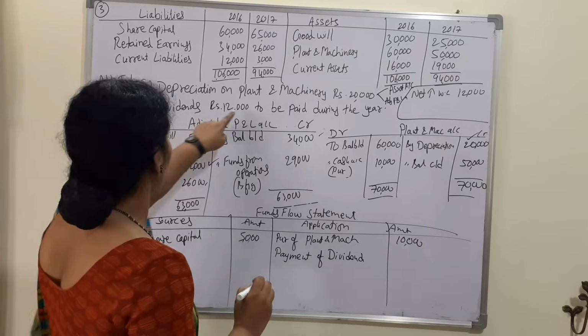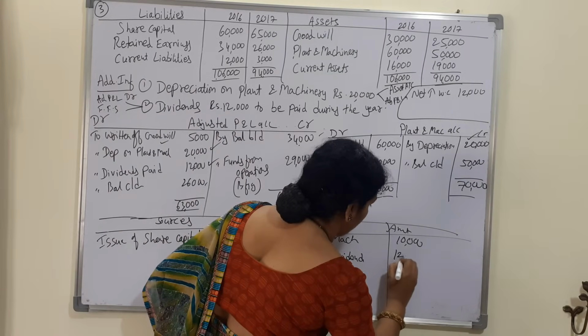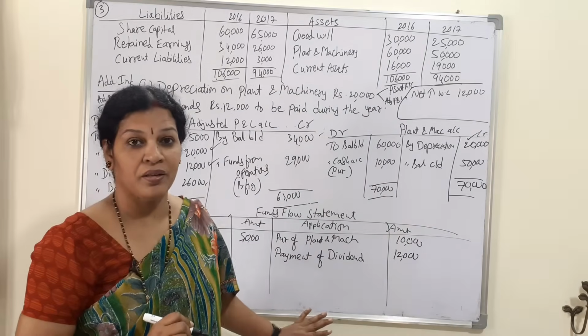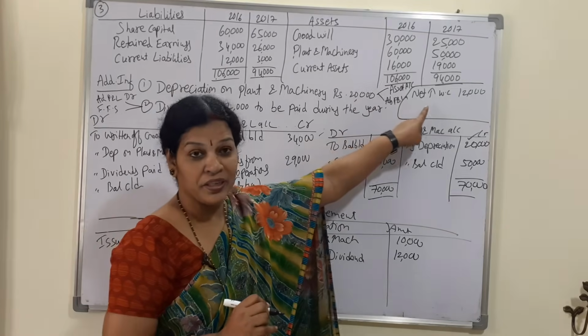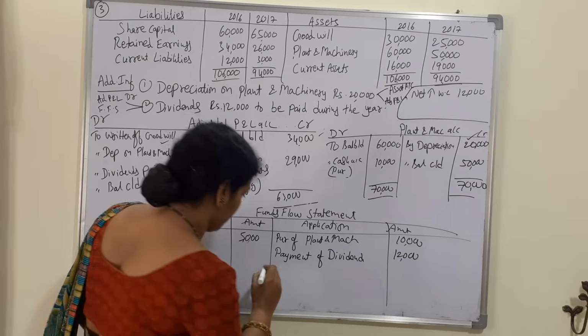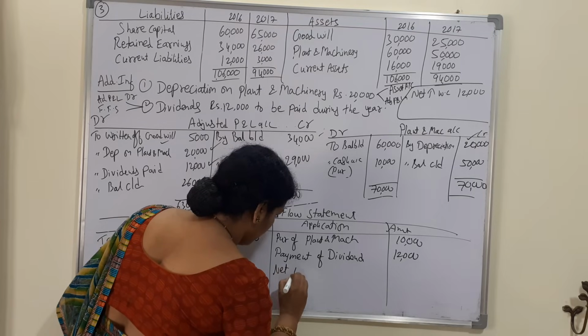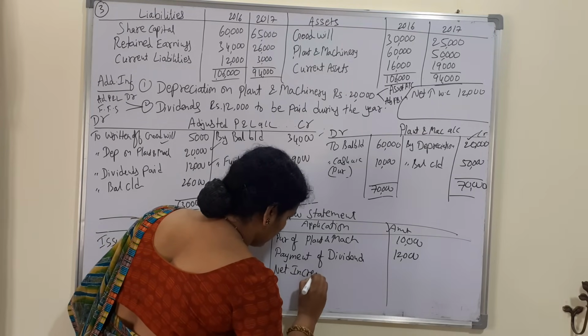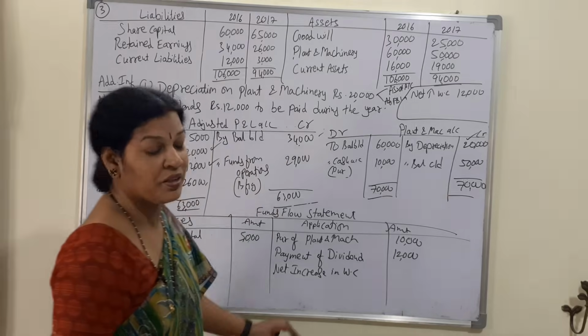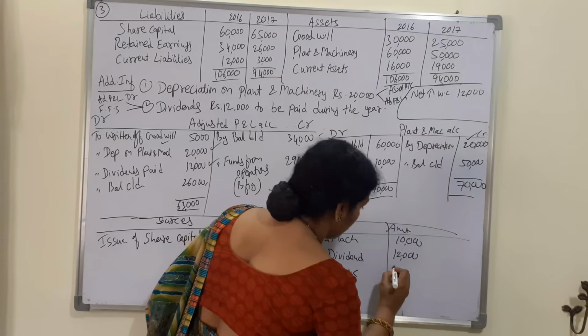How much we are paying? 12,000. Everything we have taken. Now lastly we'll take the impact of net increase in working capital. Whenever there is a net increase in working capital, it's an application. Net increase in working capital. As per the schedule of changes in working capital, it's 12,000.